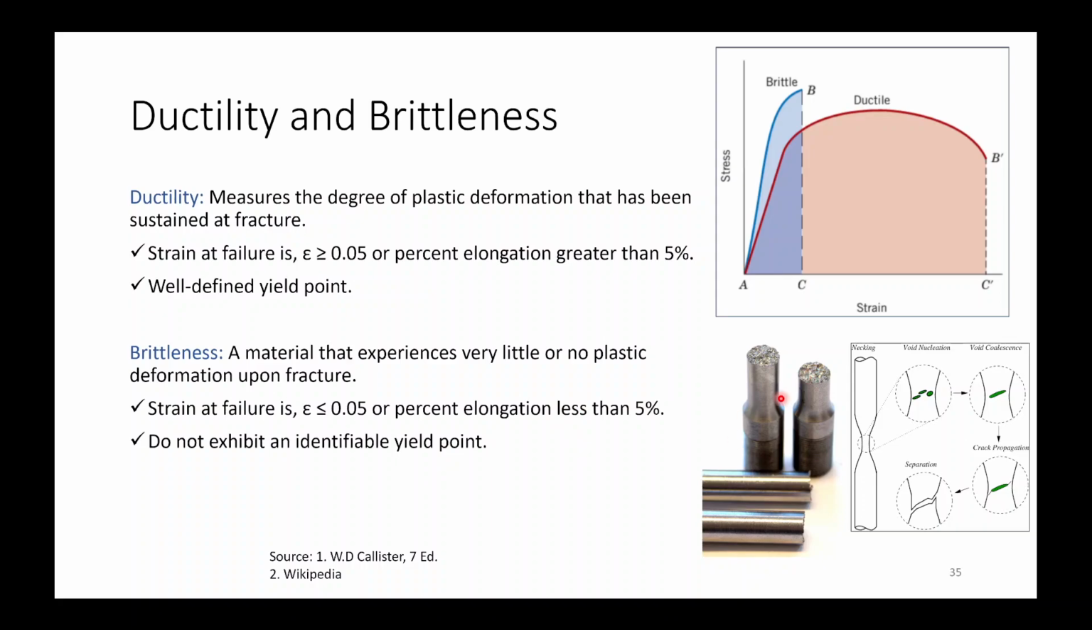So this is a white cast iron. It will show a brittle fracture, so it won't show necking type of behavior. While this is a ductile failure, so here it will show necking, and ductile failure takes place with the help of void nucleation and void coalescence in this format.